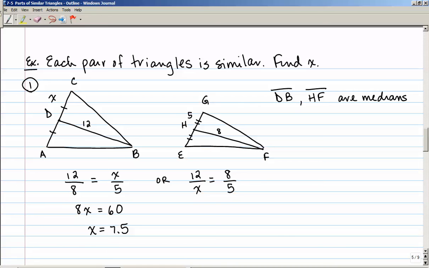And notice when I do the cross product here, I'm going to get the same thing. 8x equals 60. So I can do median over median equals side over side, or median over side equals median over side. I could even do side over median, side over median. In any of those cases, x is equal to 7.5.